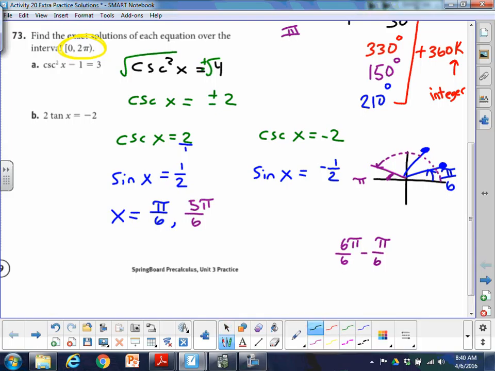Okay, for the negative portion, there's quadrant 3 and quadrant 4. If we put our pi over 6 right there, notice we're now that much farther than a full pi. We've gone the 180, or pi, plus another pi over 6. So that's 6 pi over 6 plus pi over 6, so 7 pi over 6.